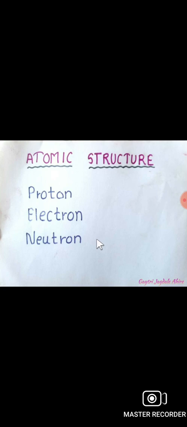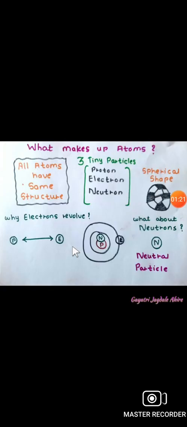There are three tiny particles which make up an atom. Which are those three tiny particles? Proton, electron and neutron are the three tiny particles which make up an atom. Always remember that the shape of any particle is spherical, just like a ball.